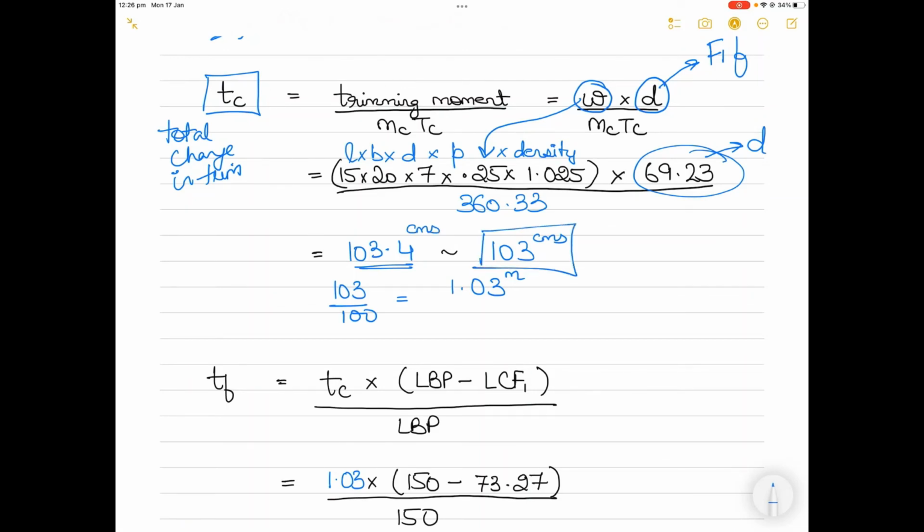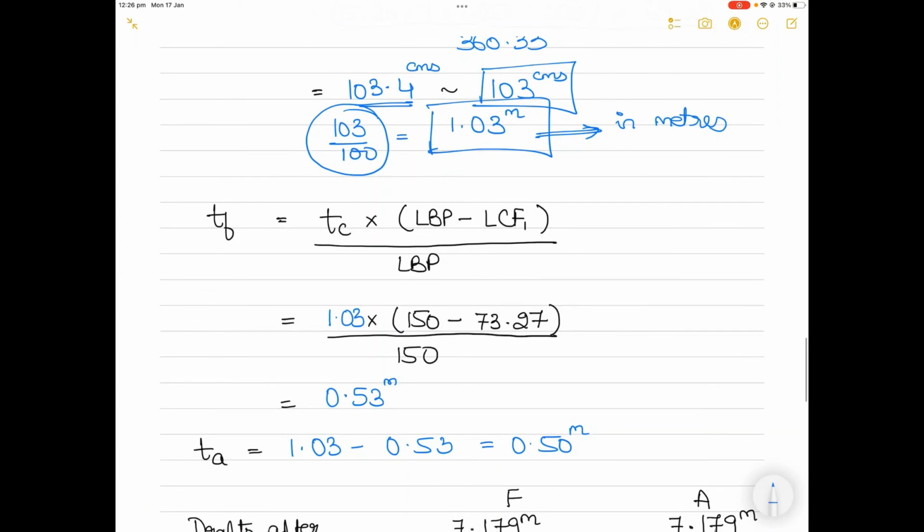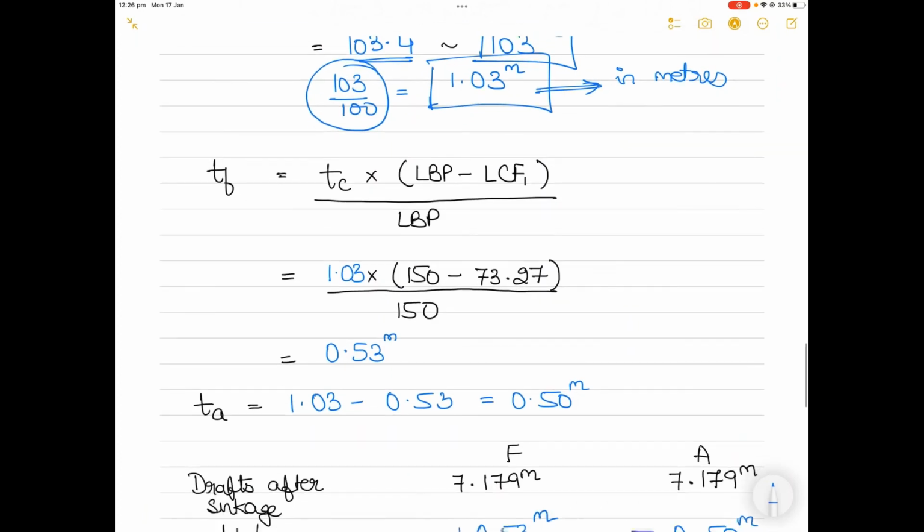You can round it off to 103 centimeters if you want, and then convert 103 centimeters to meters, because you'll have to apply this total change in trim to the drafts which are in meters. So just divide 103 by 100 and you will get the value 1.03 meters. This is in meters, of course. All right, so this is total change in trim.